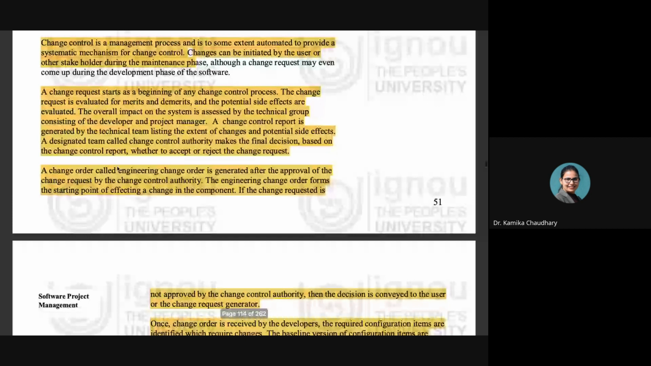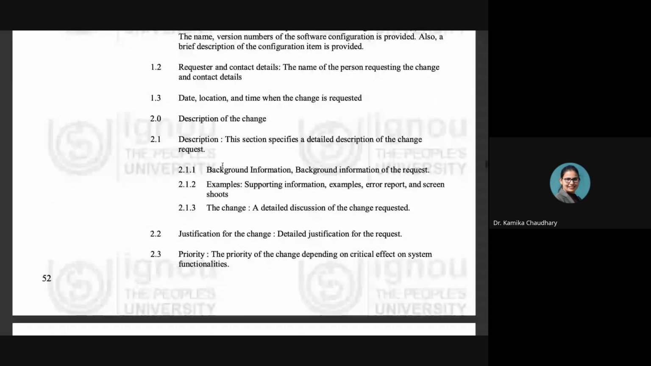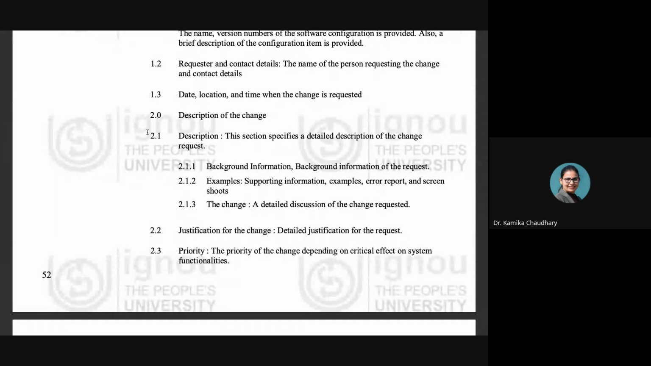It has to mention the change request identification. This is a form which needs to be filled whenever a change request needs to be made. These are all the points which need to be filled in when creating a change request. You have to mention the name, identification, and description of the software configuration item, what the name is, what the version number is. Then the contact details of the change requester. Then the date, location, and time when the change is being requested. Then the description of the change which is being requested.